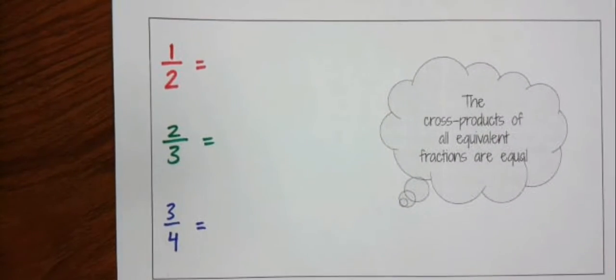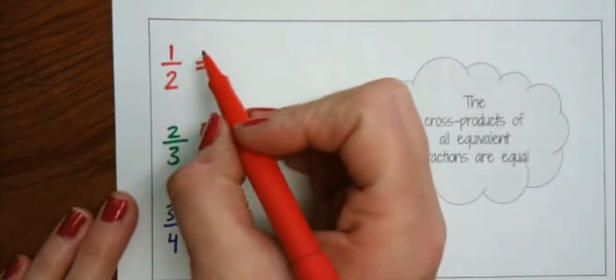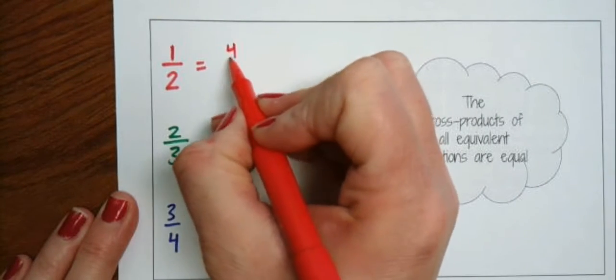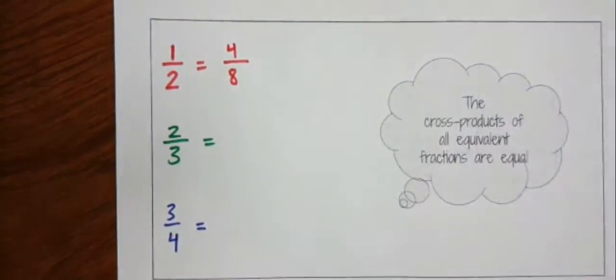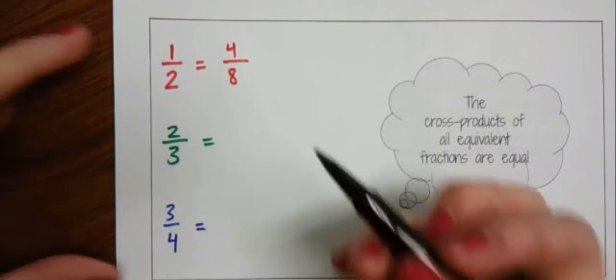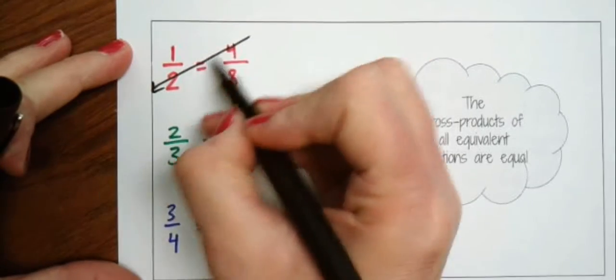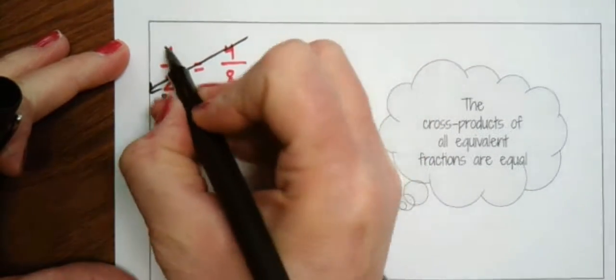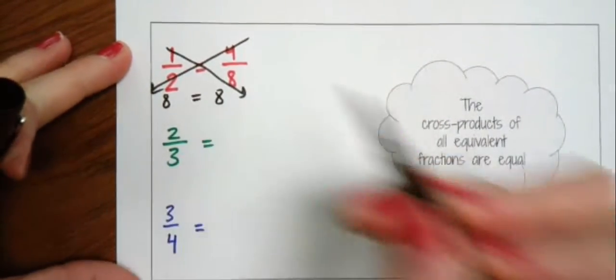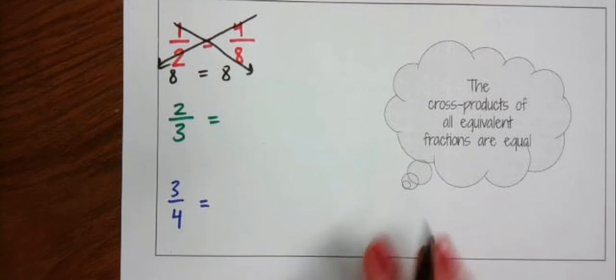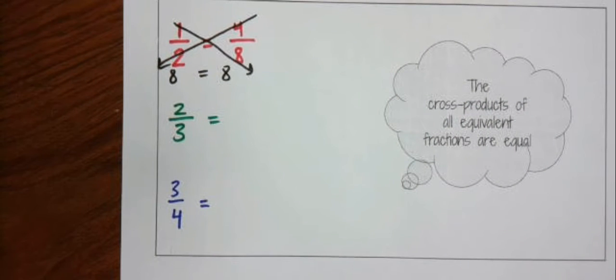So let's just take a quick peek, and we're going to look at some equivalent fractions. And I'm going to prove to you that their cross products are always going to be equal. And this is super helpful when you're solving proportions. So let's just take this 1/2. Let's multiply the numerator by 4 and the denominator by 4. 1/2 is equal to 4/8. Yeah, we know that that's true. So let's take a look at the cross products. 4 times 2 is 8, and 1 times 8 is also 8. The cross products are equal. You're probably thinking, yeah, right, Johnson. You're nuts. Let's try it again.